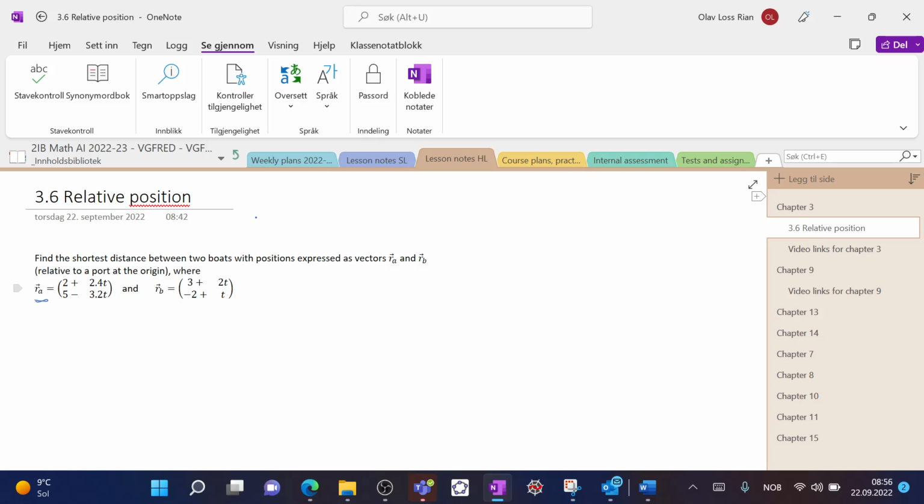So we want to find the shortest distance, and if we can think of an expression for the relative position of boat B in relation to A, we can write that as RB minus vector RA. So that would be boat B relative to boat A. And we can express the distance between the boats as the magnitude of that vector.